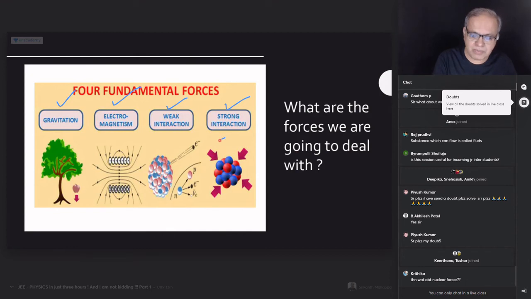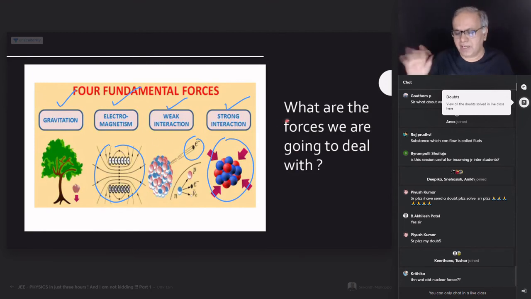Strong interaction is the one which binds the nucleons, that is neutrons and protons, together. Weak force explains a few decays, for example, beta decay. These are all IIT-JEE syllabus only, children. Electromagnetic force is very, very common. Every day we are dealing with electromagnetic forces.